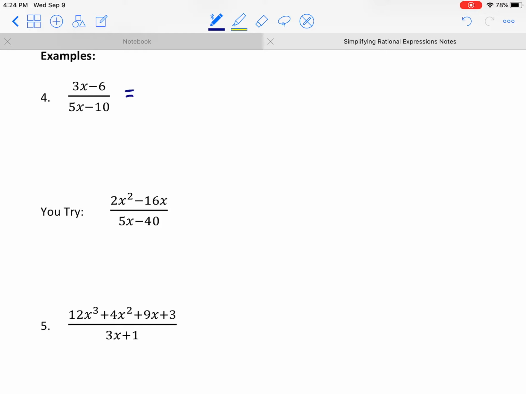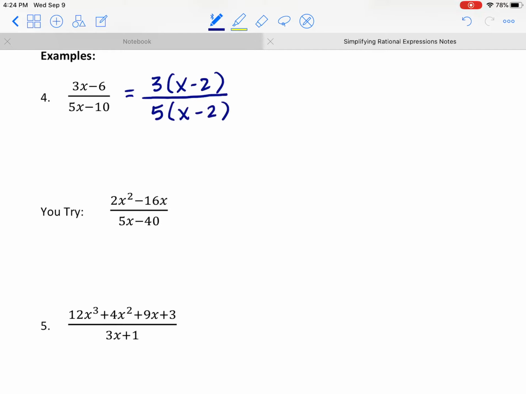Since both the terms on the top have a 3 in common, I can't reduce it out, but I can factor it out. So I'm going to rewrite the top as 3 times x minus 2. And then the bottom, again, I can't reduce out a 5, but since the bottom two terms have a 5 in common, I can factor out that 5, and what I'm left with is another x minus 2.